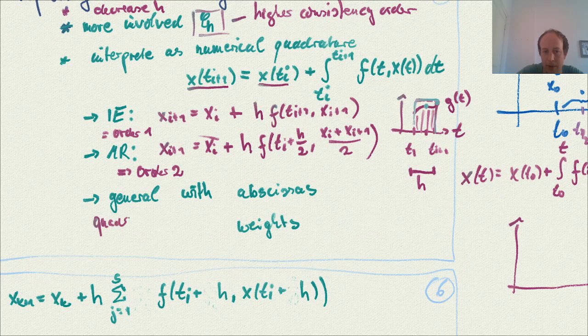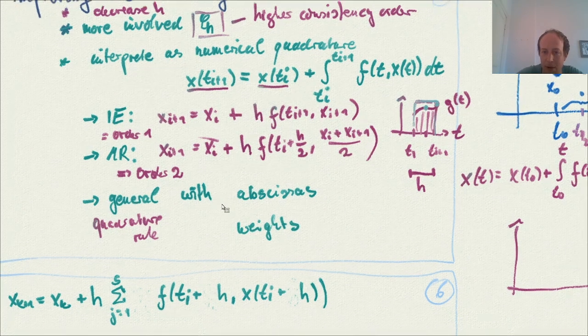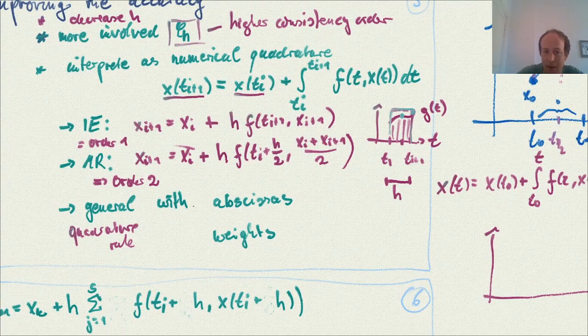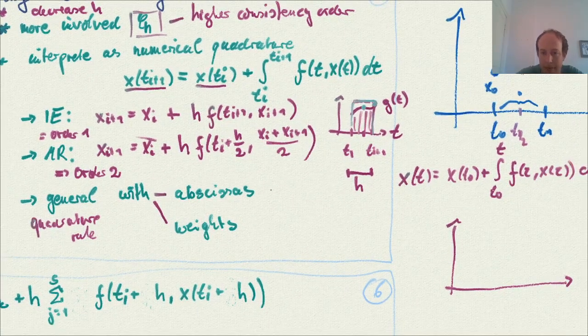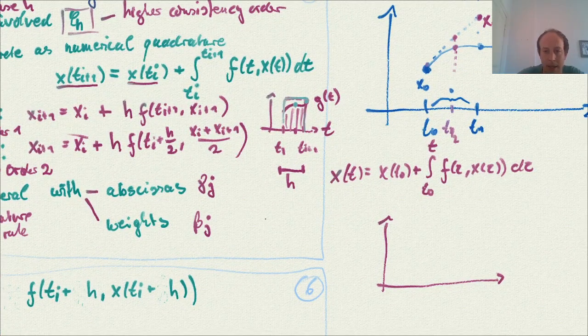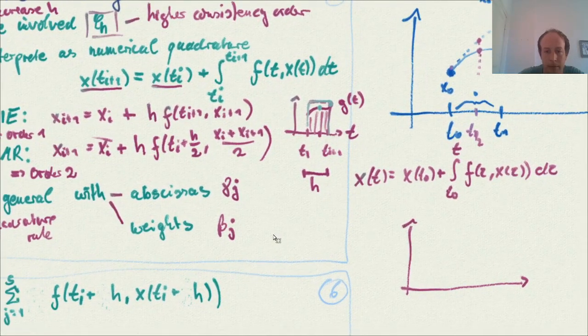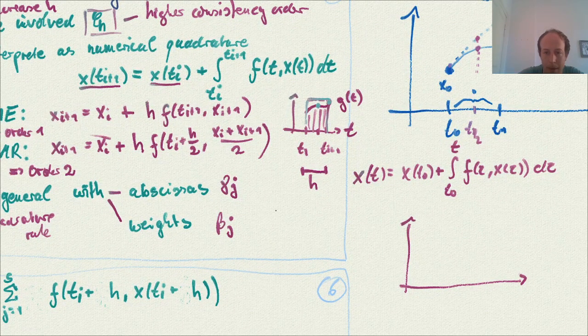A general quadrature rule. And I hope you remember your numerics course. This general quadrature rule has abscissae and weights. These abscissae we will denote by gamma_j, and the weights we will denote by beta_j. Shall I write this down for you?